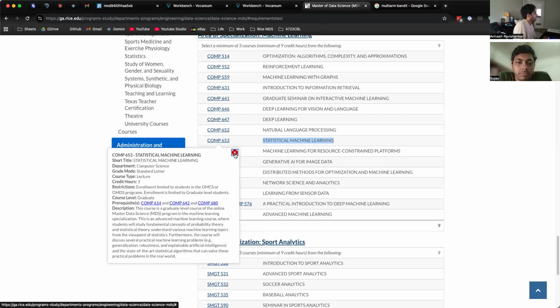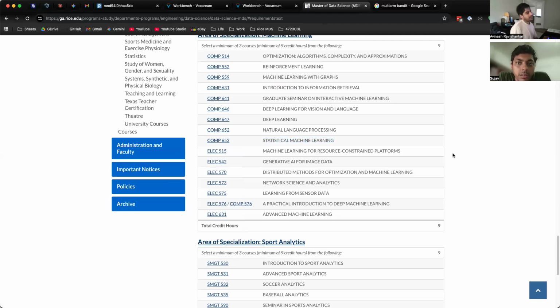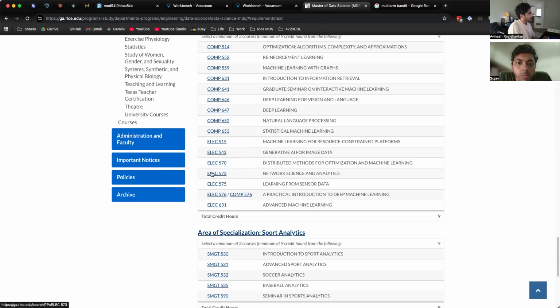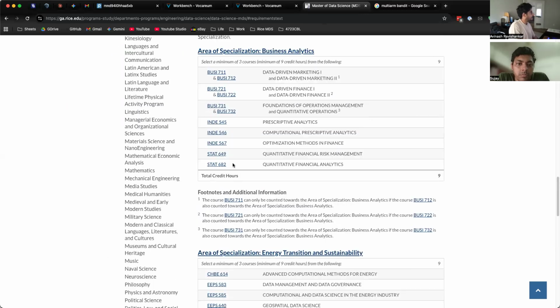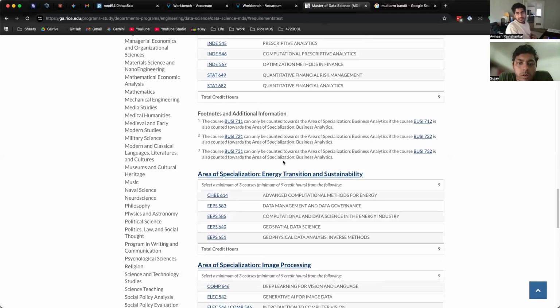Wow. This is under the comp department. What's the distinction between comp and the other ones? The main difference is that the comp classes are taught in Python and are under the computer science department, so it's more computer science heavy. The ELEC classes are under electrical engineering, so they're taught by electrical engineering professors. They don't do as much coding, it's more theoretical. And the stat classes are all taught in R by the statistics professors. Okay, understood.